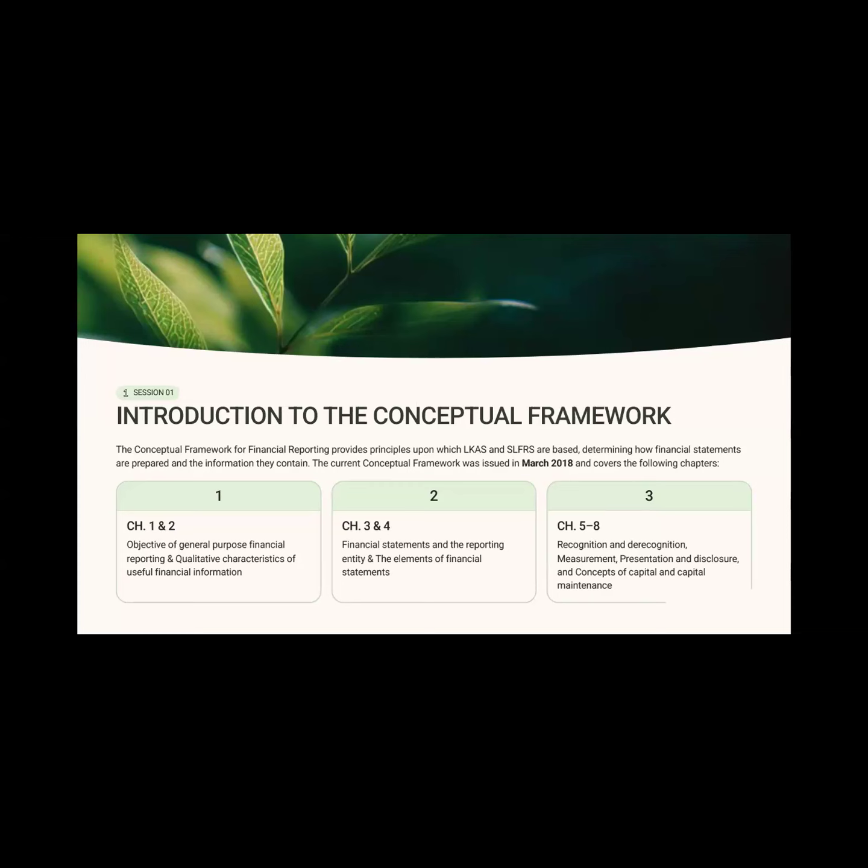So we can't prepare the financial statements as we wish. We have to follow some standards as well as some concepts. So this conceptual framework is the base idea or foundation for how we are going to prepare accounting. How can we define it? It is the basic accounting concepts and principles we use to prepare the financial statements consistently.